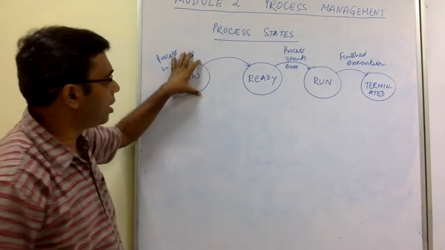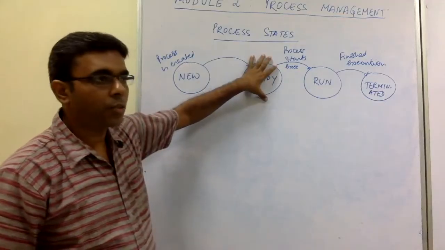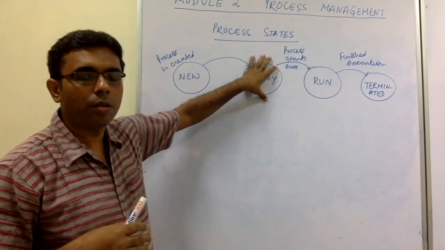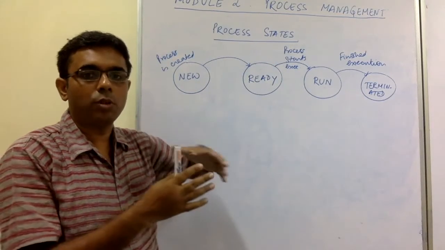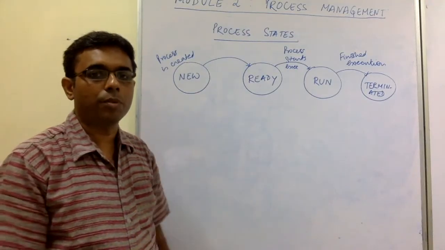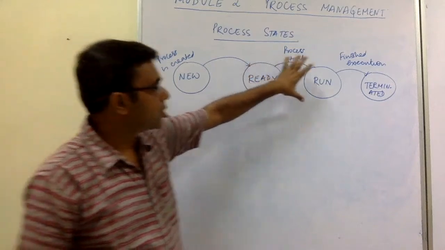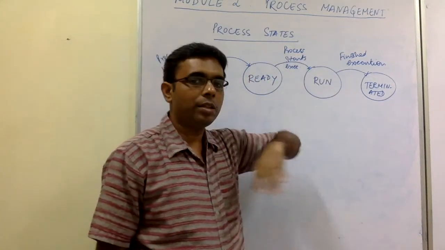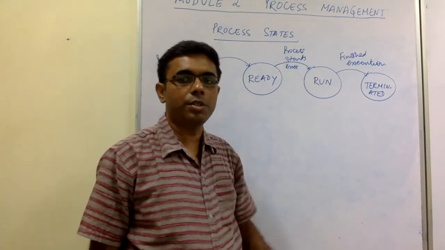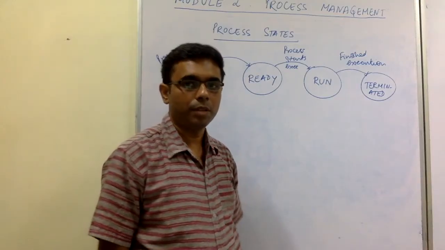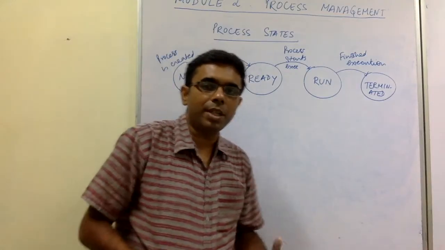A process gets created, the OS allocates all the space necessary for that particular process to run. The process is ready to be executed. It starts execution, and when the CPU completes the execution of all instructions, it terminates. Okay. But there is something that happens in between.